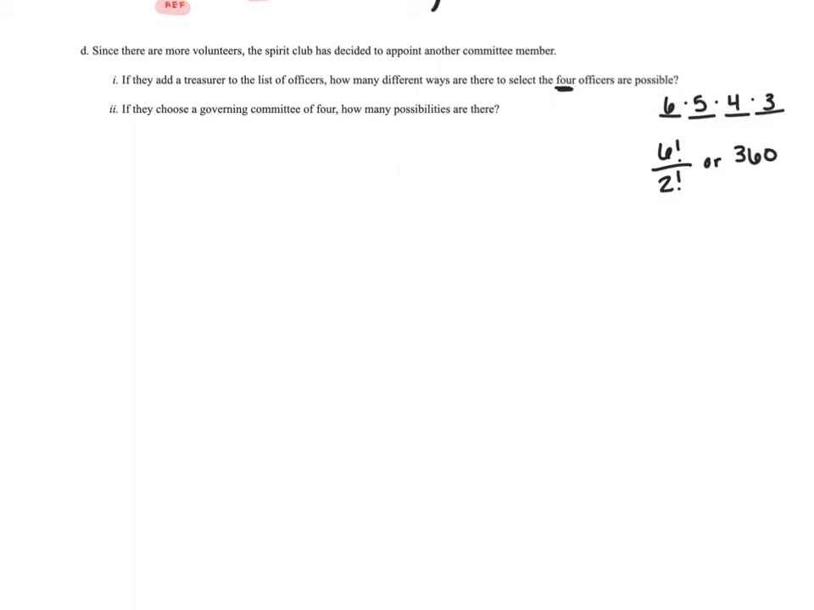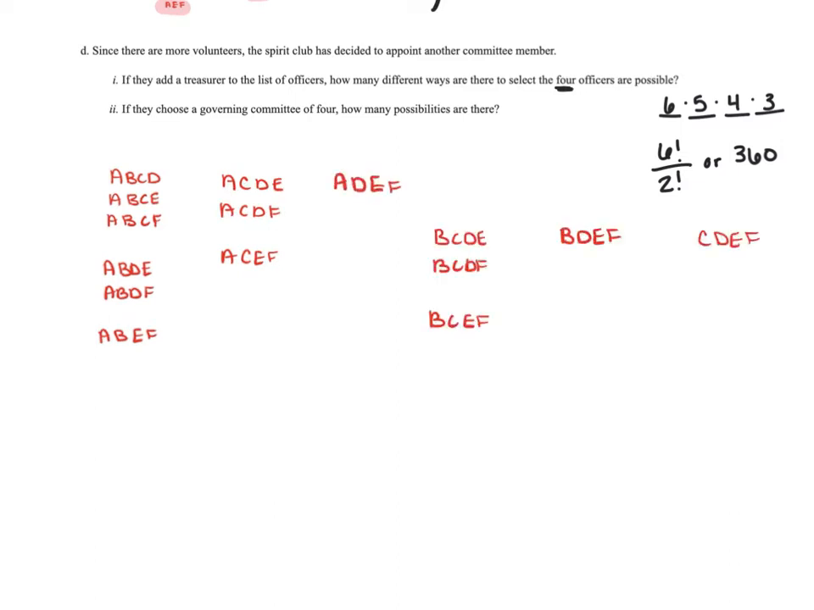If they're going to choose a governing committee of 4, there's going to be significantly less possibilities. So again, I'm going to make my list in strategic order. I'm going to just go in order A, B, C, D, and then I'm going to throw D out and do A, B, C, E. So I'm going to work my way through all of the AB combinations, then the AC, AD, and I can make this list, but eventually I'll want to find a different way to come up with this answer.